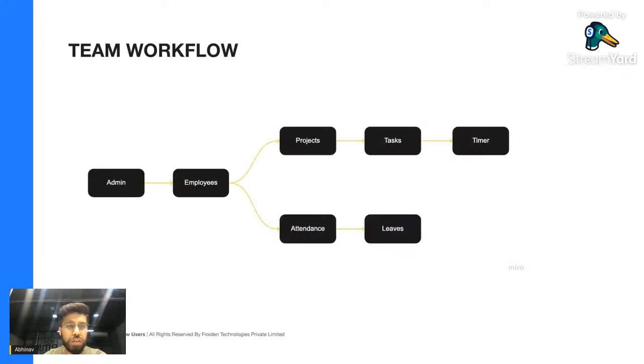So starting with the workflow. This one is the team workflow, like it is a company workflow. The workflow is like there is going to be one admin, which you can also say is the owner of the application or the company. The admin will have multiple employees. Each employee can be assigned projects, and in projects there can be multiple tasks, and employees can run timers for those tasks. Okay, simple enough.